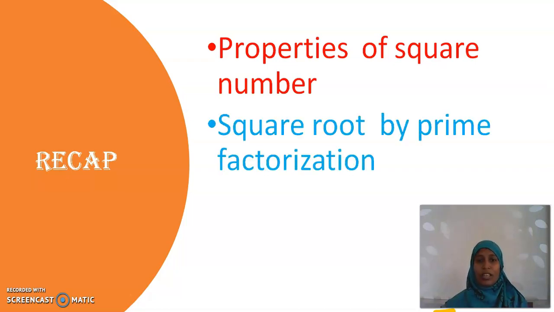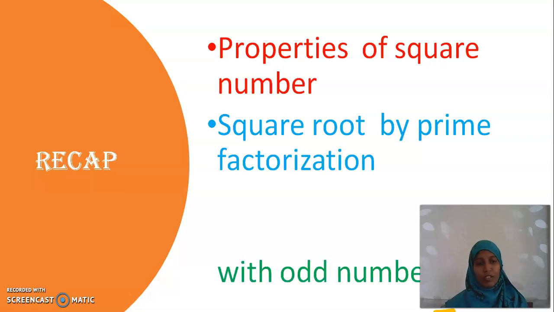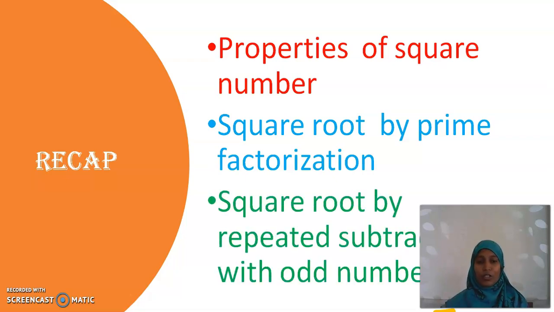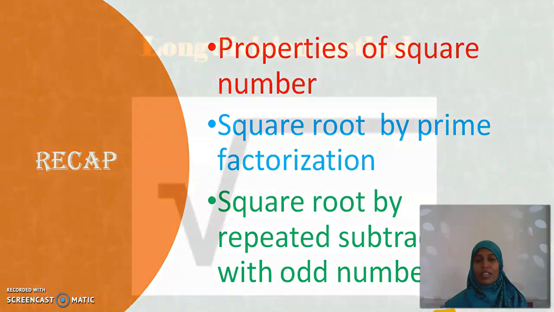Then we learned how to find the square root by prime factorization method. Then we also learned how to find the square root by repeated subtraction with odd numbers. Hope you have practiced enough problems to have a thorough idea about what is square root. And today we are going to learn about a new method to find square root. Are you all ready? It's a long division method.